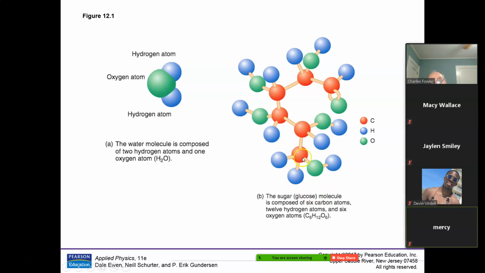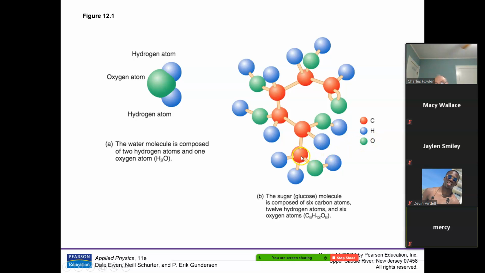Here, your red balls are your carbons. Now, they don't have the balls in relative sizes. They made them all look the same size. That's not correct. They should be different sizes like you saw different sizes here. But they can't do it so much here. The red balls are carbon. The blue balls are hydrogen like they were here. And the green balls are oxygen like you see here.